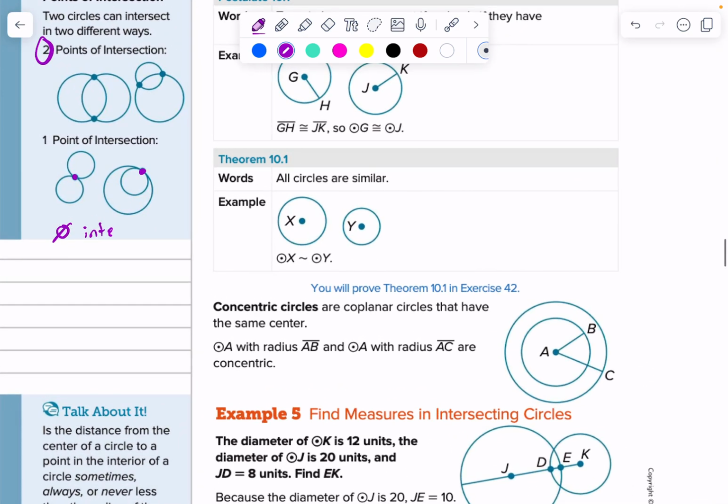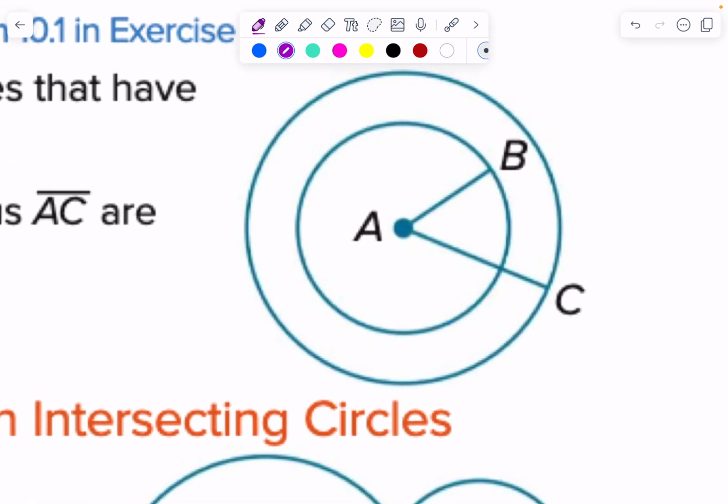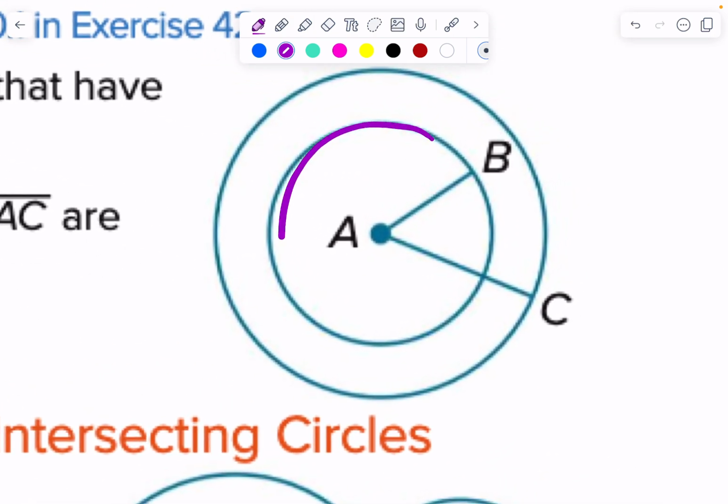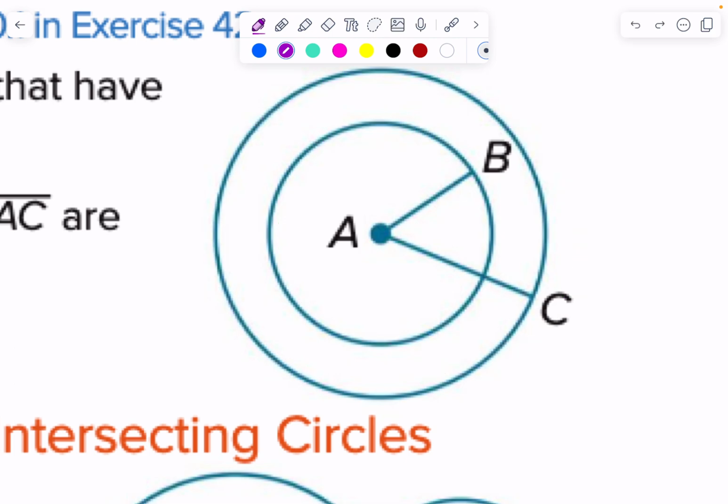No intersection, in which case I have one bubble here and one bubble here. Or I could have one bubble and another one inside of it, kind of like a target. And these are called concentric circles. Concentric means same center. Con means same, centric means center. So concentric, same center circles. These two circles have the same center. The inner circle and the outer circle both have the same center of A. So there's that.